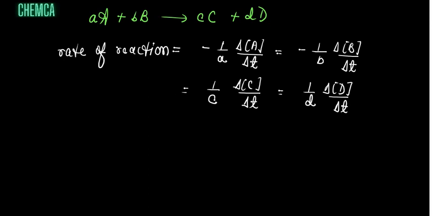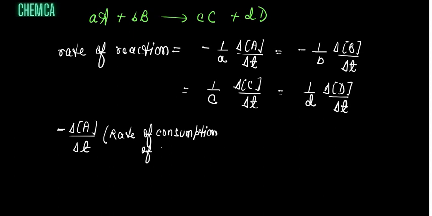Sometimes they will also ask what is the rate of consumption of a reactant or what is the rate of formation of a product. How to obtain that? Let's see. If you write minus del A upon del t, this is called your rate of consumption of A.